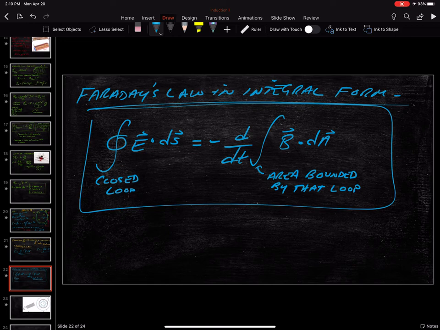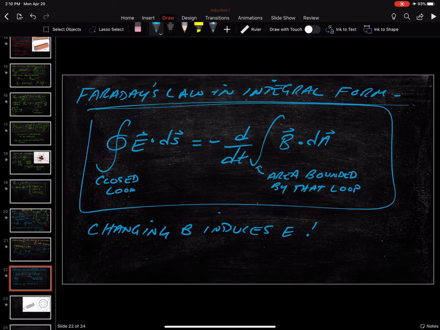And again, in words, what does this mean? Changing B induces, creates E. Changing magnetism creates electric fields. So that's D. And so we can understand that.